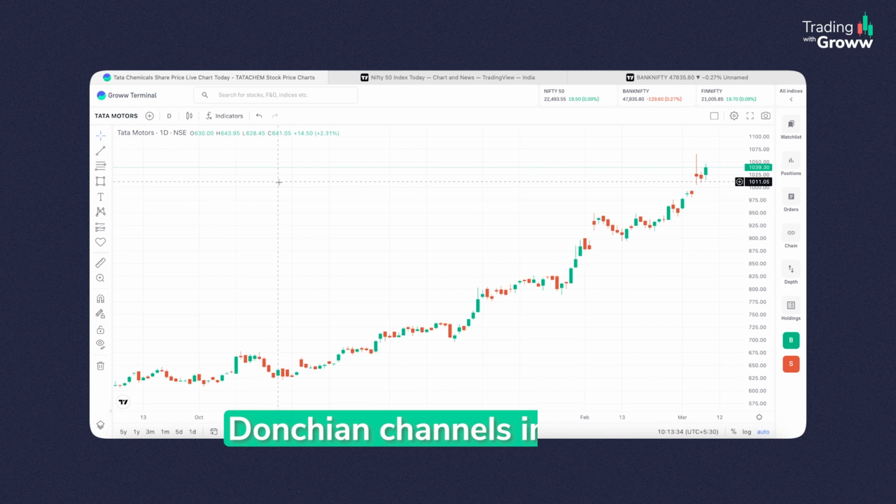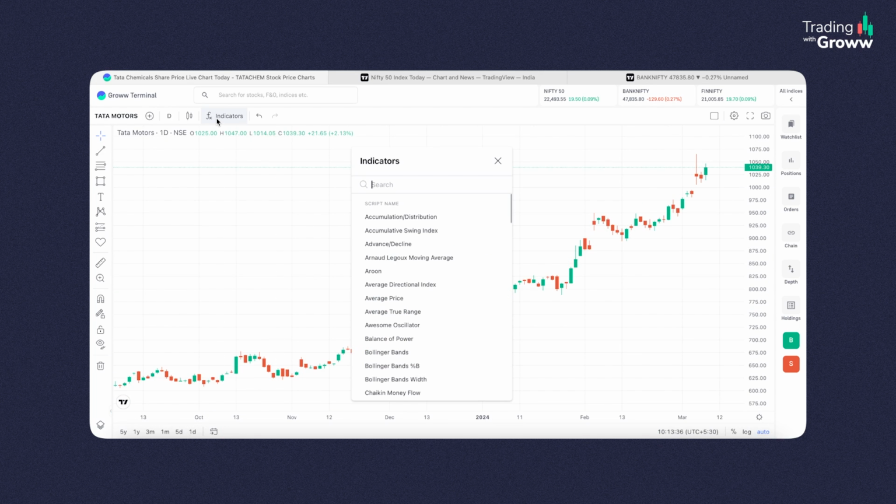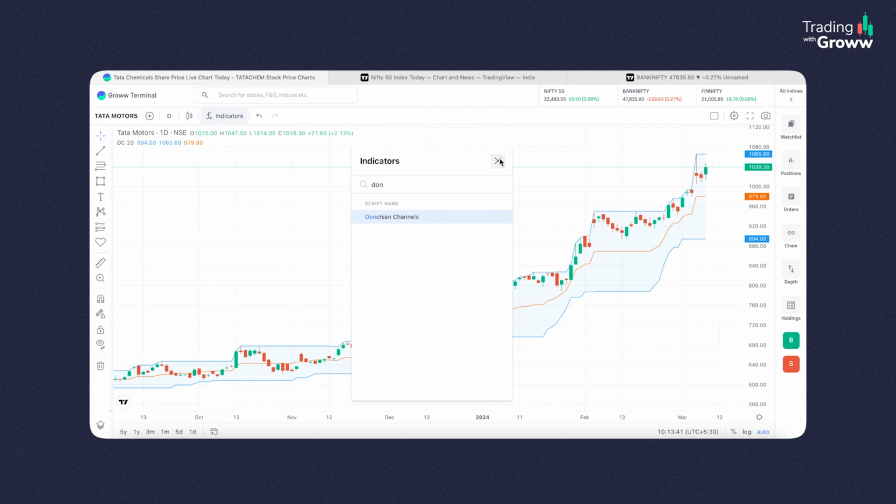And the final one is the downtrend indicator. So you just go and open any stock and type downtrend channels. That is going to help you to identify those breakout zones.